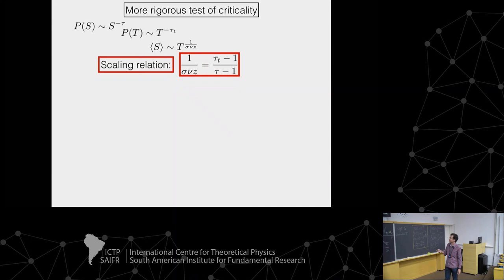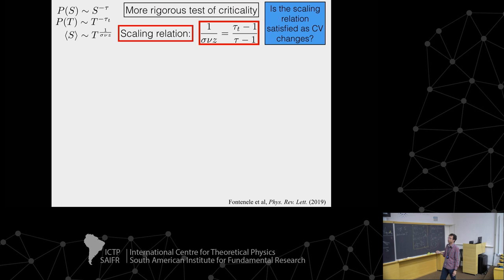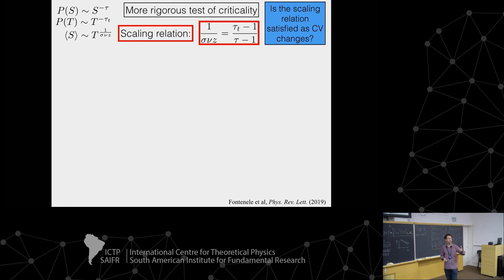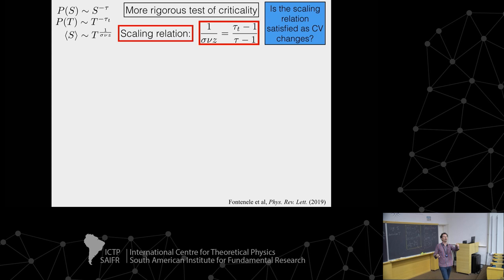So, is the scaling relation satisfied as CV changes? What I'm going to show you is exactly the same kind of thing I showed in the cross model. Remember, in the cross model, I showed the left-hand side as a function of one model parameter, and in a different curve, the right-hand side as a function of the model parameter. And remember, those curves came together like this and almost touched, but they didn't. So they did not satisfy this scaling relation.